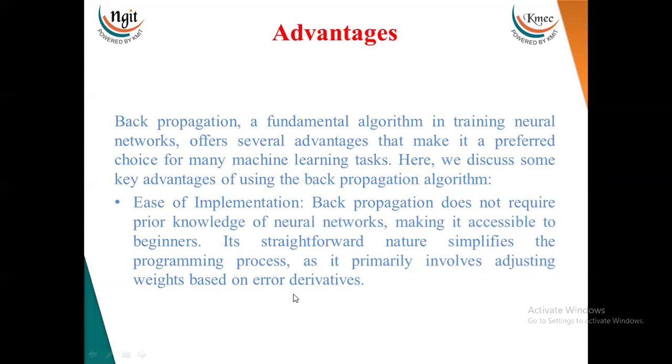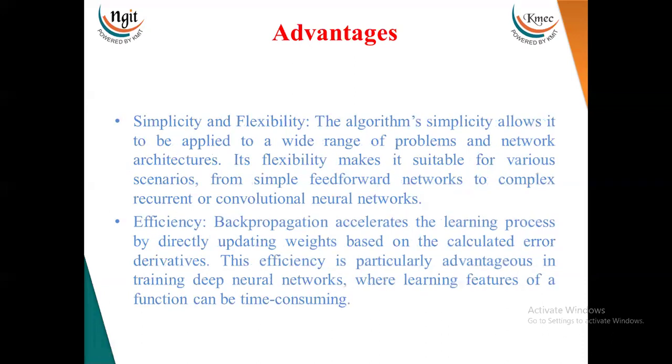The only thing is we have to identify what error we got, how much we have to update, and what the learning rate is. Next, simplicity and flexibility. It is very simple to understand, and it is very flexible for various scenarios. We can use it for anything, recurrent networks or convolutional neural networks. We just have to calculate the target vector minus the actual vector. That is the error, and then we minimize it. Efficiency: since we keep adjusting the weights until the error is reduced, the efficiency of this algorithm will always be high.